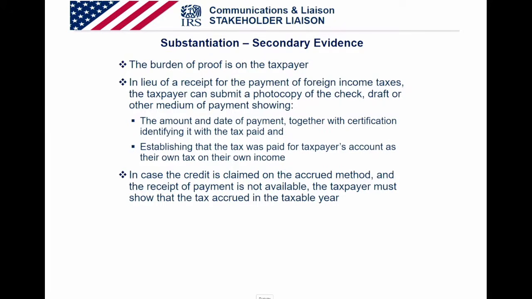the period involved. In case of withholding taxes, the taxpayer must be able to document not only that the tax was withheld, but also that it has been paid. An official tax receipt issued by the foreign government is entitled to the presumption of regularity.